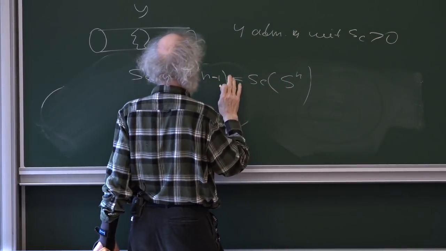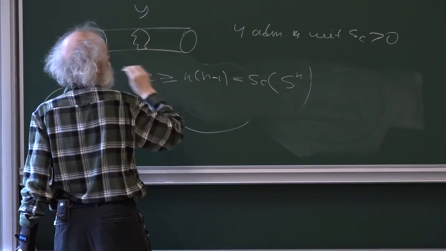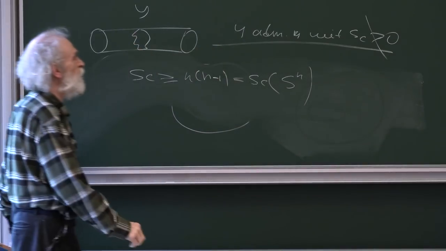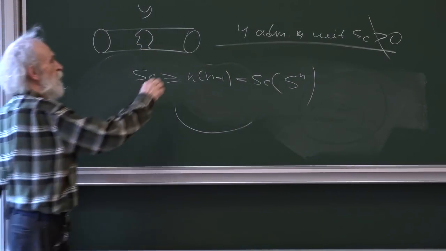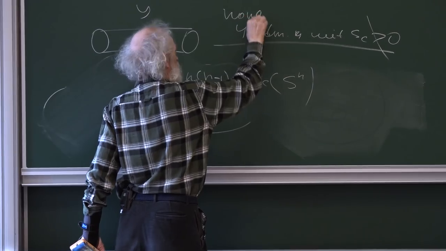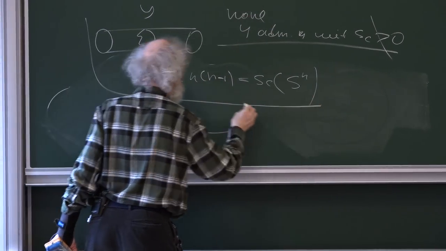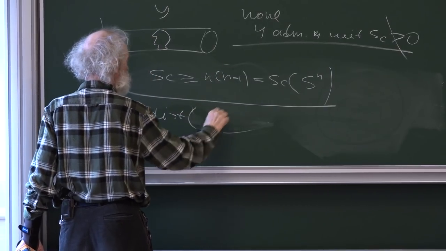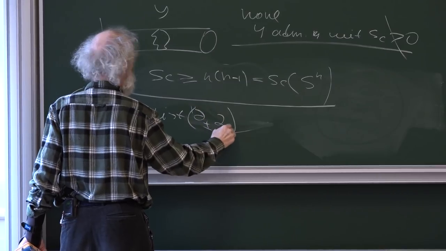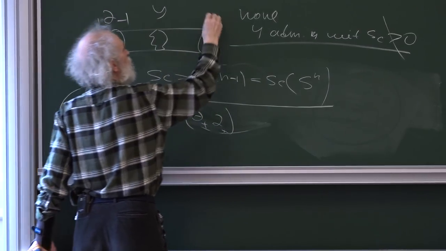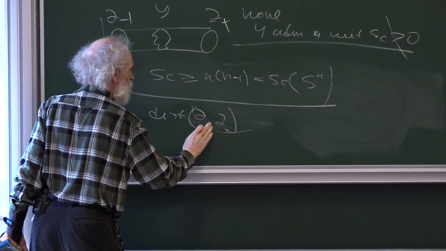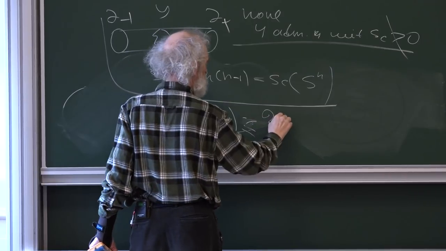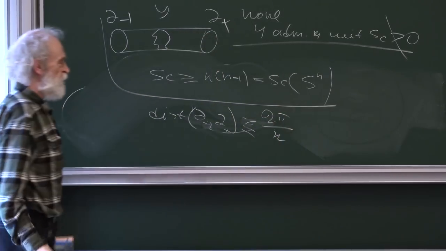I forgot to say something. Assume otherwise. Assume it's not true, so no hypersurface admits such a metric. Then conclude, because the proof will use contradiction, that the distance between these two parts of the boundary is less than or equal to 2 pi over n. You see, as n goes to infinity, it goes to 0.